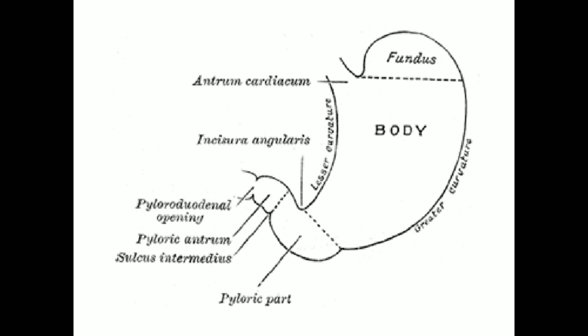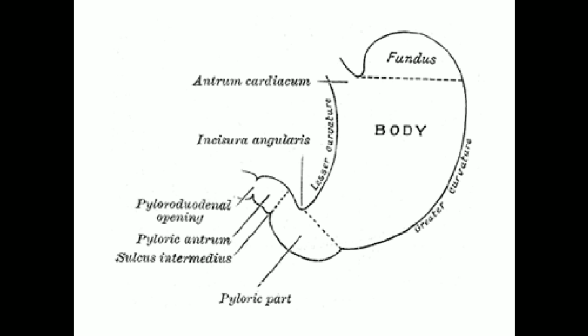The two orifices are named as follows. This orifice is called the cardiac orifice, and the lower one is called the pyloric orifice. The cardiac orifice is joined by the lower end of the esophagus, and the pyloric orifice opens into the duodenum. So remember the two orifices: the cardiac orifice and the pyloric orifice.